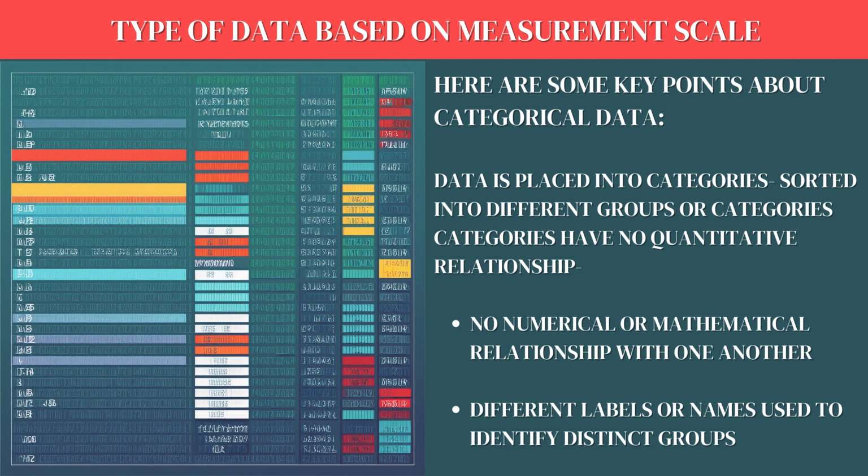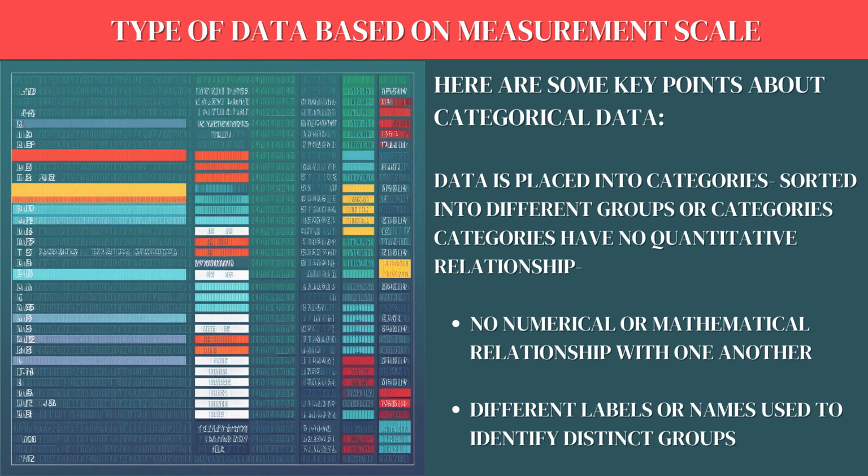Here are some key points about categorical data. Data is placed into categories. It is sorted into different groups or categories according to a particular characteristic or attribute. For example, customers can be categorized based on their location, employees can be categorized based on their job classification, or individuals can be categorized based on their gender.